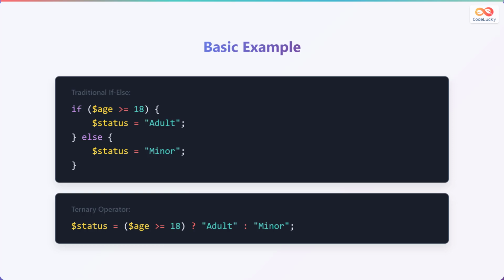Now, let's achieve the same result using the ternary operator. We assign the result of the ternary operation to the variable status. The condition is whether the age is greater than or equal to 18. If it's true, we assign the string adult. Otherwise, we assign the string minor. As you can see, the ternary operator allows us to express the same logic in a more concise way.